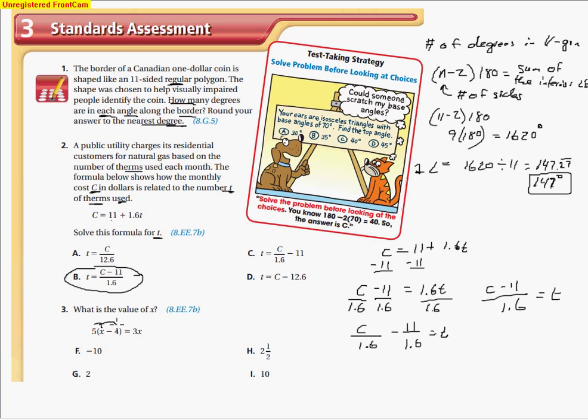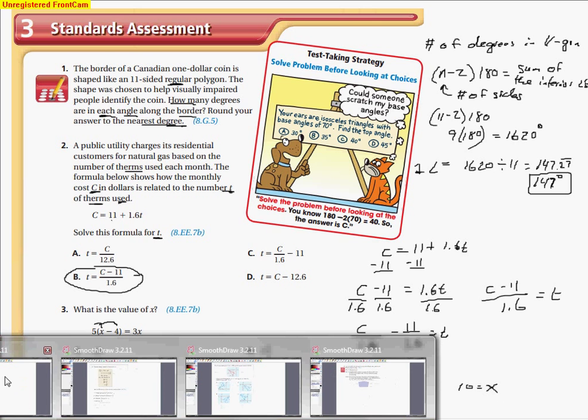So I'll distribute that 5 over the x minus 4, leaving me with 5x minus 20. And then this all equals 3x. So I want to subtract that 5x from all sides, and that's going to leave me with negative 2x equals negative 20. I divide by negative 2, and that leaves me with x equals 10. It's not 110, but just 10. So x is 10. Let's go ahead and find that answer there, and it looks like it is I.